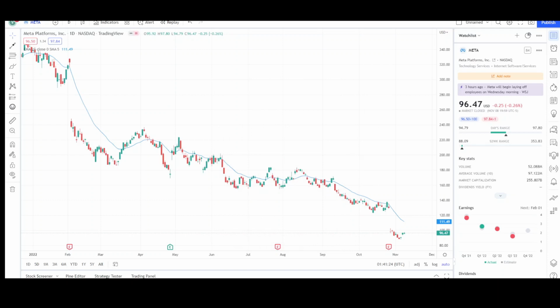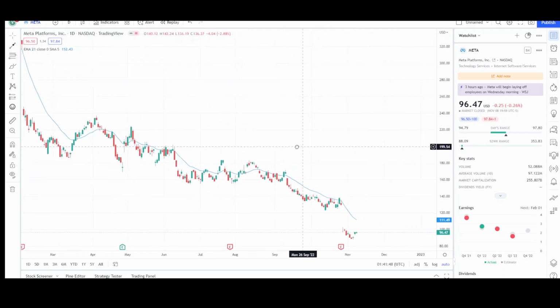I will first go over what I see in the daily chart and finish the video off with the weekly chart. So here we have the daily chart for Meta Platforms.